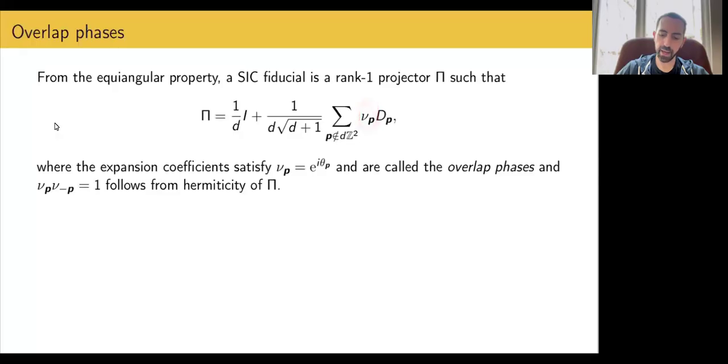One, these expansion coefficients, after I pull out some normalizing factor, are complex unit phases. Okay, so theta here is a real number. So these nu p are just complex phases. They live on the unit circle, and they have a symmetry, which is just that nu p times nu minus p is 1. That's just the Hermiticity symmetry that you get. So it's very easy to prove that from the definition of a SIC. This is equivalent. Saying something is a Weil-Heisenberg covariant SIC is equivalent to this expansion with these conditions. Okay?